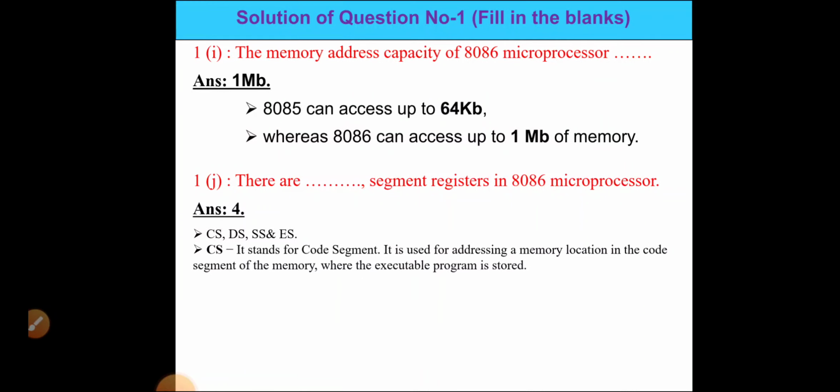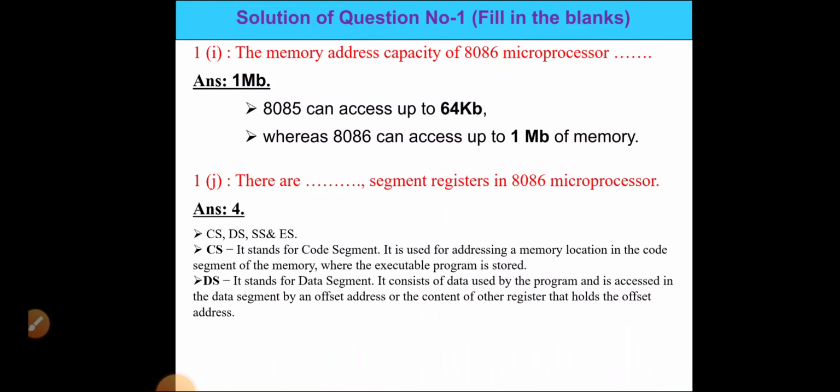CS stands for code segment and it is used for addressing a memory location in the code segment of the memory where the executable program is stored. DS stands for data segment. It contains the data used by the program and is accessed in the data segment using the offset address contained in the register.